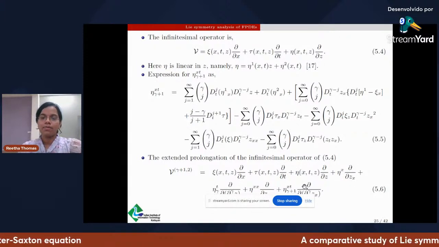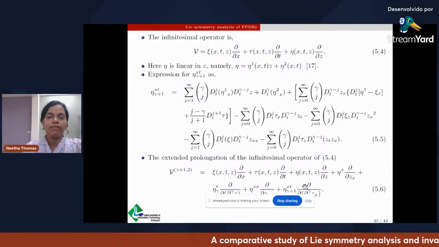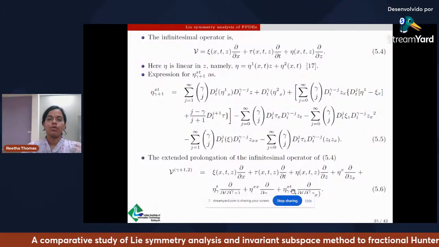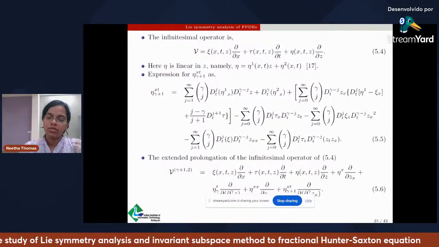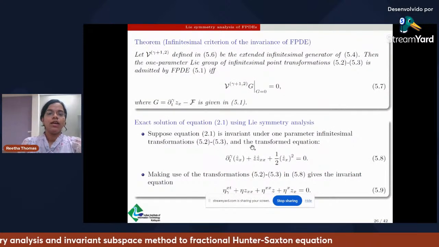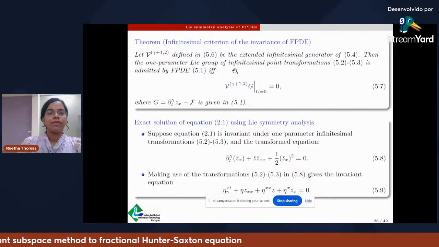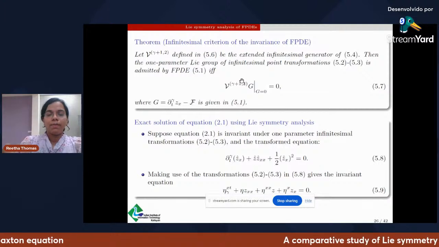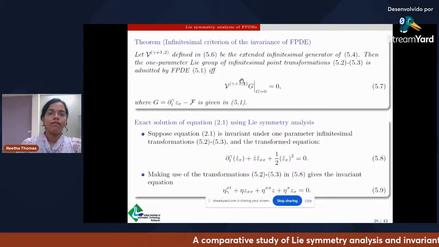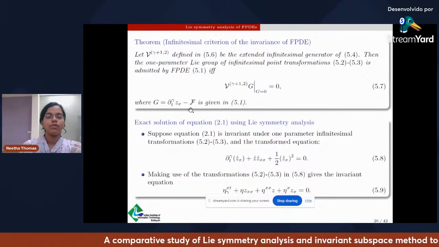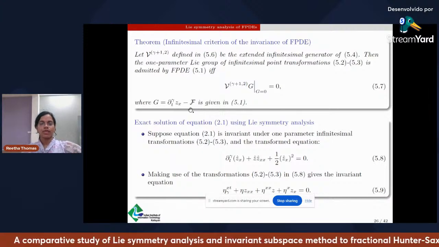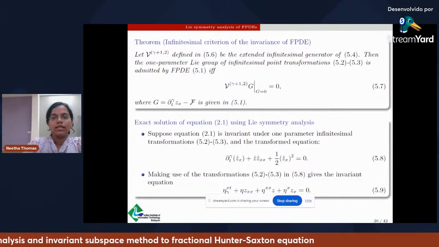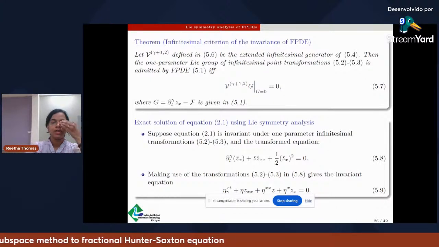That is, these are the terms which are included in the fractional Hunter-Saxton equation, plus eta gamma plus 1 xt, the derivative of the time fractional term. And the infinitesimal criterion for the fractional Hunter-Saxton equation becomes V gamma plus 1 g equal to 0 whenever g equal to 0, where g is the original fractional HS equation. Here we apply this, the illustration of the Lie symmetry algorithm.